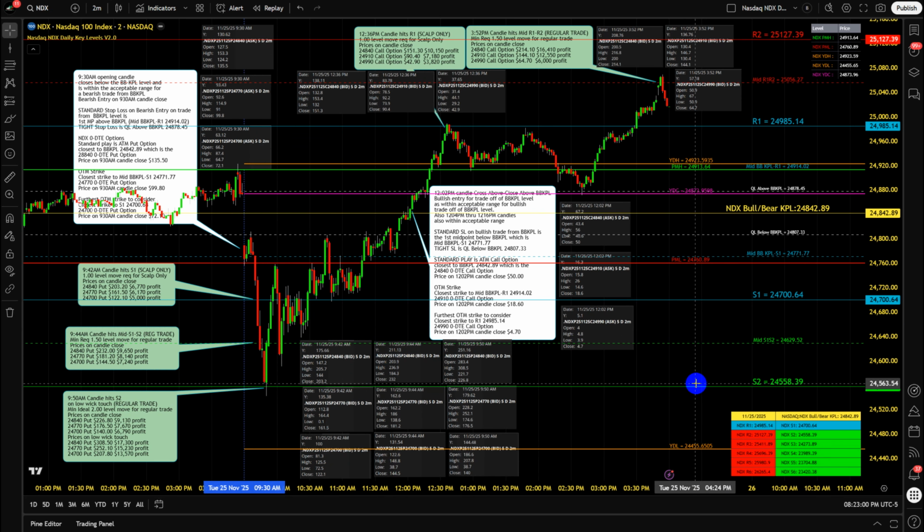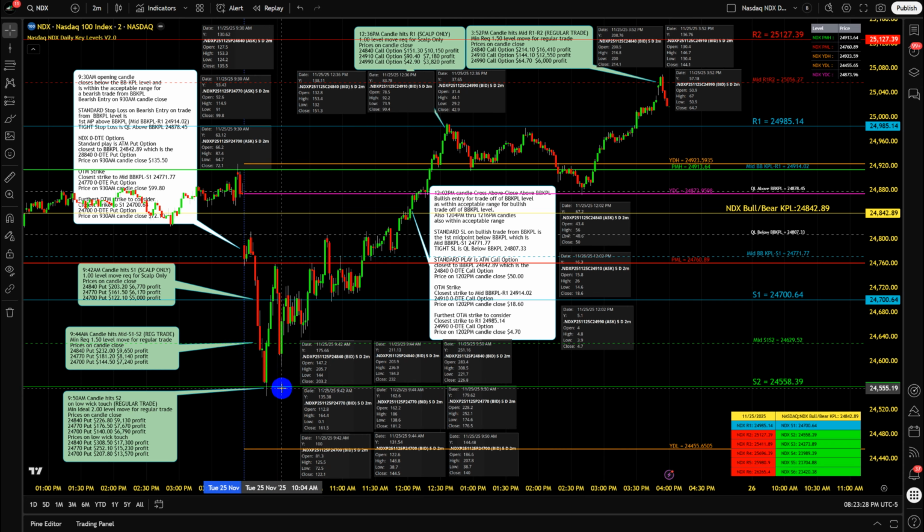So with this particular indicator, as we said, you can take trades off of any of the main R or S levels. So you could have actually tried a bullish play off of this S2 level here. We are not going to cover that in today's session, but you could have, because this candle here is still within range, the acceptable range.